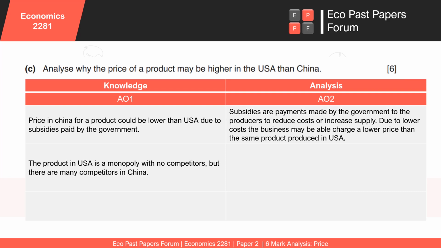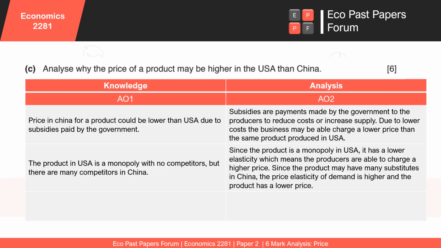My second reason could be that the product in the USA is a monopoly with no competitors, but there are many competitors in China. Now, this is a knowledge point. How do I explain this? I start off by explaining, since the product is a monopoly in the USA, it has a lower elasticity, which means the producers are able to charge a higher price to increase the revenue. Since the product may have many substitutes in China, the price elasticity of demand is higher and the product has a lower price. So now I'm comparing what it is like to be a monopoly.